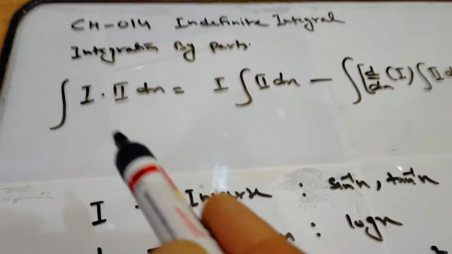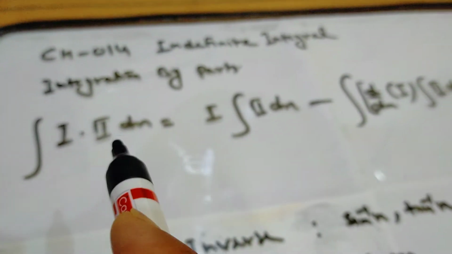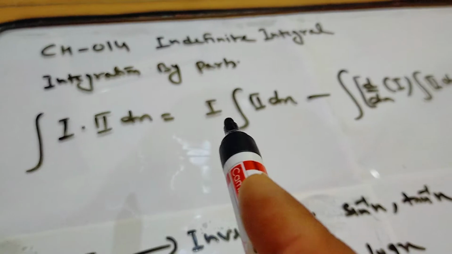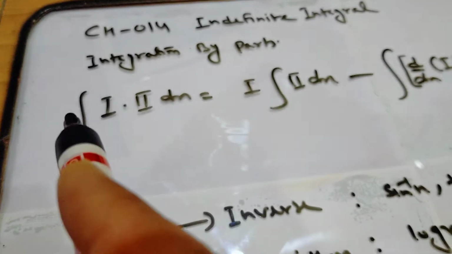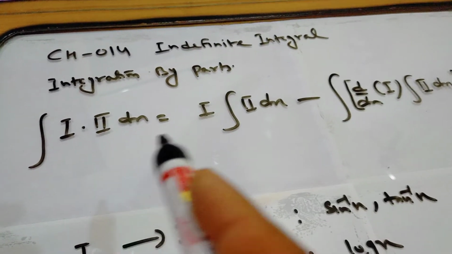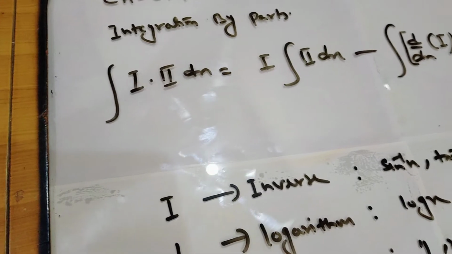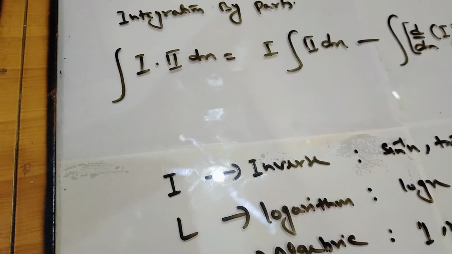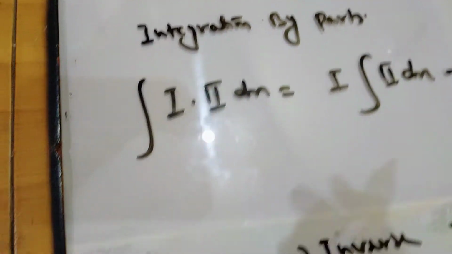So how will we decide the first and second? In differentiation there was no problem, we could assume any function first, any function second, but here there is a matter. If you assume a wrong function first, then it will create a problem in the question. So the order has to be arranged. Here the first function and second function come according to the order of ILATE.